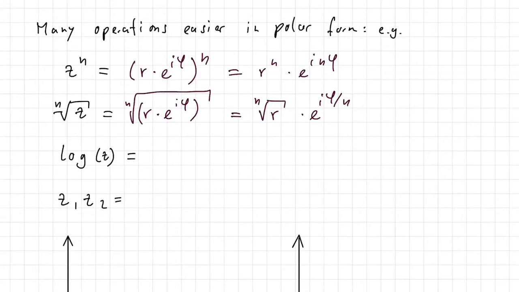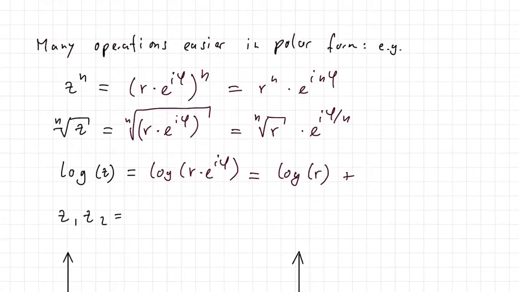You can also do it for the logarithm, so the inverse function of the complex exponential. And there we get log of r times e to the i phi. Now we know that the logarithm of a product is the same as the sum of the logarithms of the individual arguments. So we get log of r plus log of e to the i phi. But we know that the logarithm is the inverse function to the exponential function. So here we just get the argument of the exponential function, so that this simply becomes i phi.